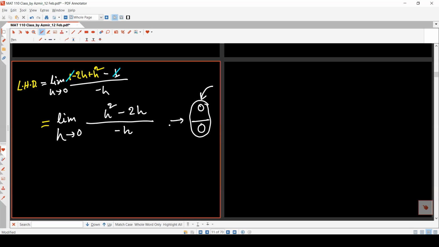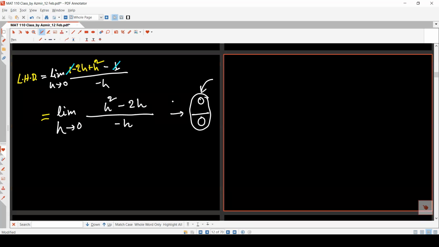Or we can also use algebraic manipulation technique. So here, no specific method is mentioned, so we can use any one. Let me show this one by 2 methods. First one is algebraic manipulation method, and then by using L'Hopital's rule. So you can apply any one. So we are using here algebraic manipulation.